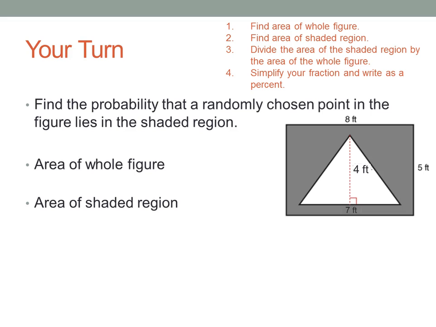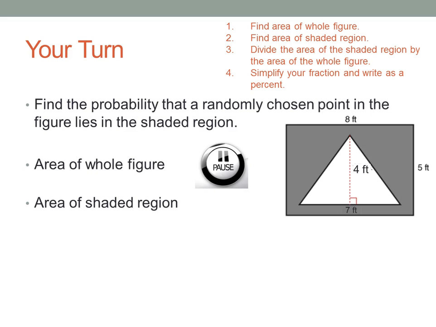Now it's your turn. Find the probability that a randomly chosen point in the figure lies in the shaded region. So find the area of the rectangle, find the area of the triangle, and subtract the area of the triangle to find the shaded region, and then do area of the shaded region over area of the whole figure. So pause here and come back when you're done.